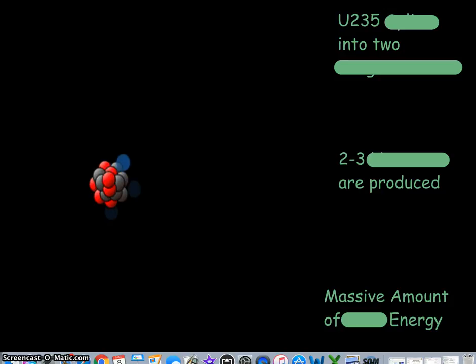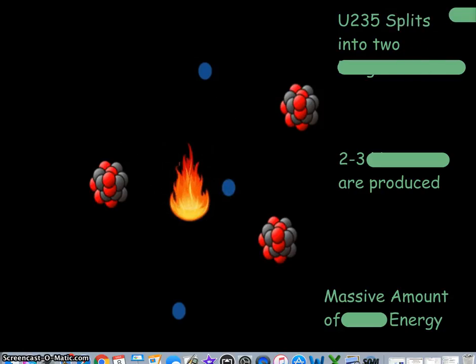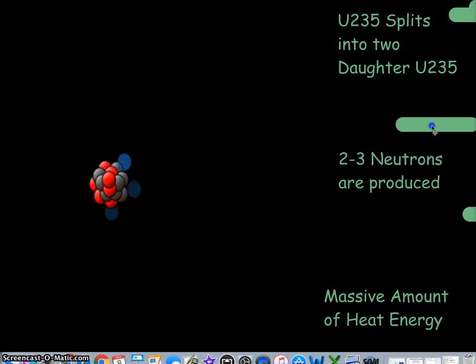So we've got the uranium-235 got hit by a neutron. What happens next? It splits into daughters, and then it releases massive amounts of heat energy, and 2 to 3 neutrons are produced, okay?